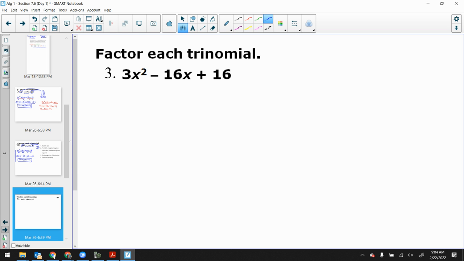Also, as we go along, you're going to find that because I have to multiply A times C, my numbers are going to get bigger, quicker. Like 3 times 16, that's 48. I don't know my factors of 48 that well. So you might have to have your calculator with you there to get those factors and pick them out quicker. Some of you are going to be fine with it. Some of you guys are good at that mental math stuff.